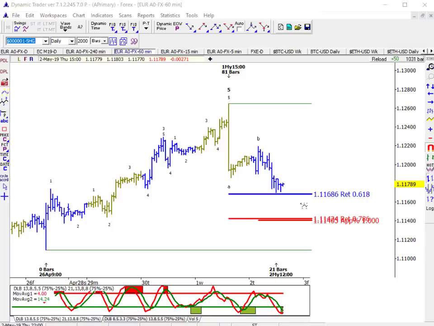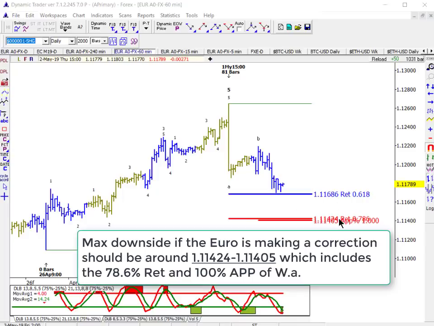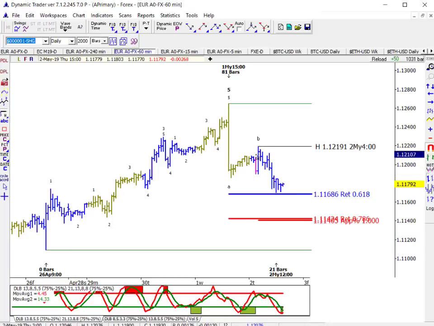Well, if we just look at this data alone, we can look at potentially an A, a B, and a C. And what would be probably the maximum on the downside before we completed a correction? Well, here's a 78.6% retracement, 100% alternate price projection of what I've got labeled a wave A. That would be probably the maximum downside before we completed a corrective low. And any trade above today's high, which I've labeled a wave B, indicates that the correction is over and the bull trend will continue.